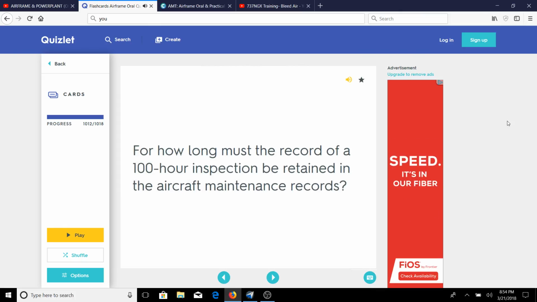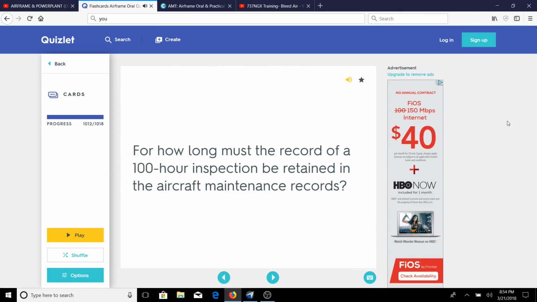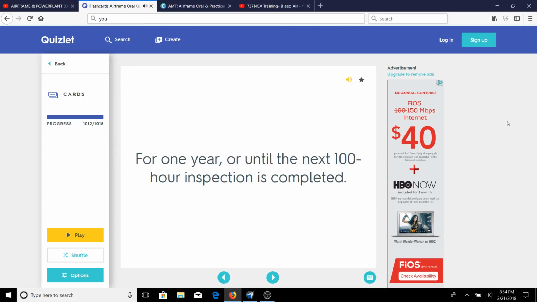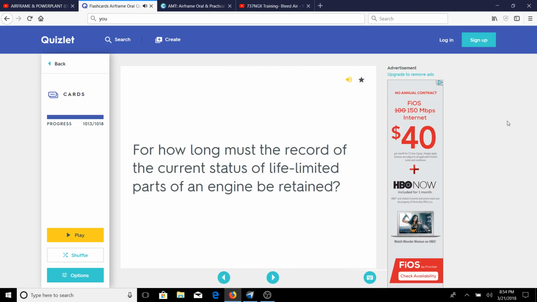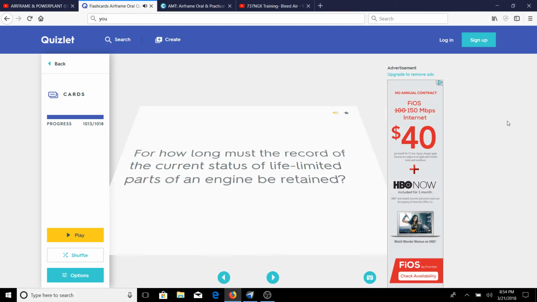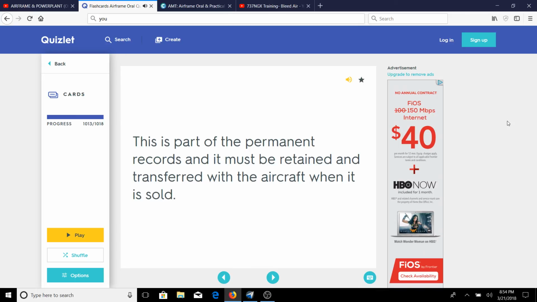For how long must the record of a 100-hour inspection be retained in the aircraft maintenance records? For 1 year or until the next 100-hour inspection is completed. For how long must the record of the current status of life-limited parts of an engine be retained? This is part of the permanent records and it must be retained and transferred with the aircraft when it is sold.